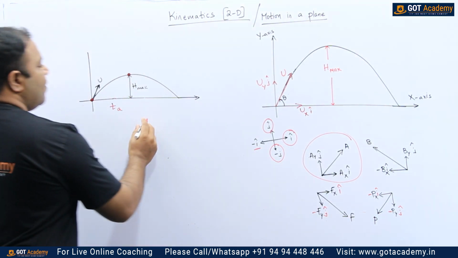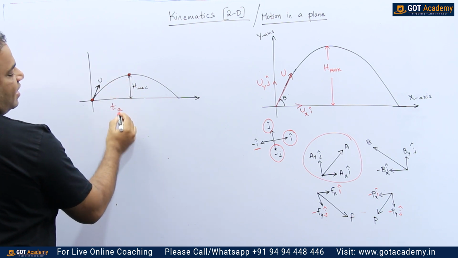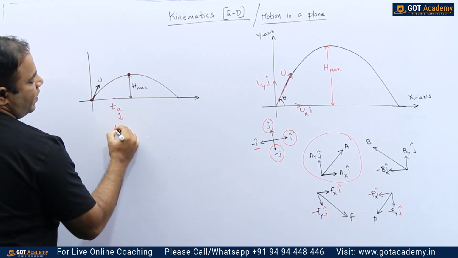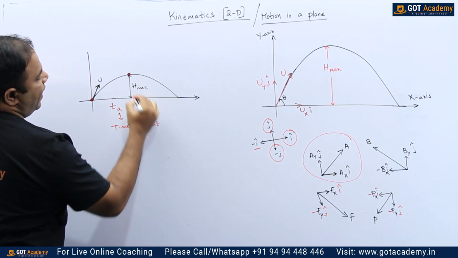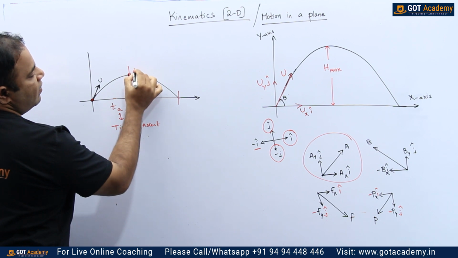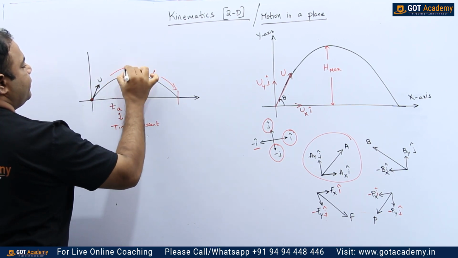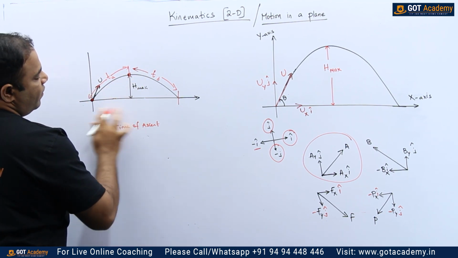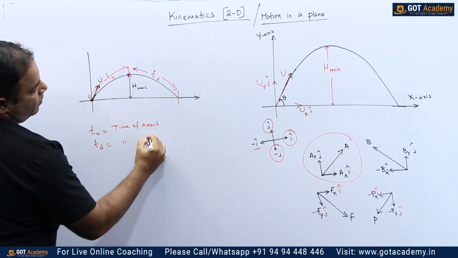So in this diagram, this is maximum height. From here to here, whatever time was taken is nothing but TA. TA stands for time of ascent. And from here to here, whatever time you are taking is time of descent. Descent means coming down.